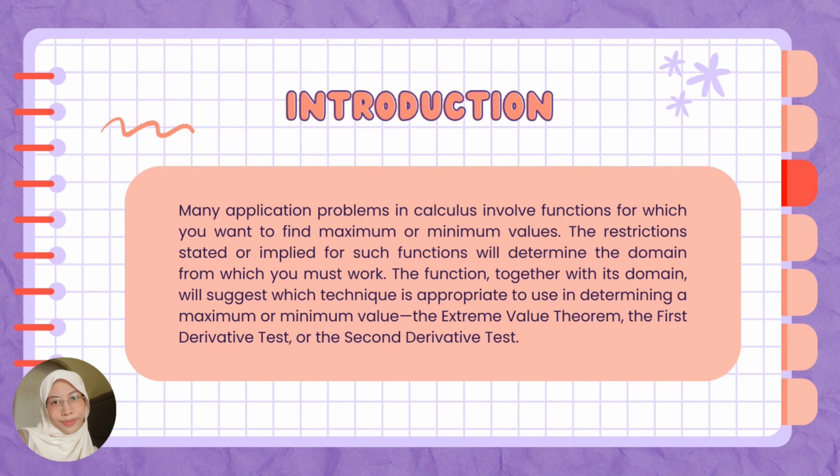So now, for the introduction of applied maximum and minimum problem, many application problems in calculus involve functions for which you want to find maximum or minimum values. The restrictions stated or implied for such functions will determine the domain from which you must work. The function, together with its domain, will suggest which technique is appropriate to use in determining a maximum or minimum value: the extreme value theorem, the first derivative test, or the second derivative test.